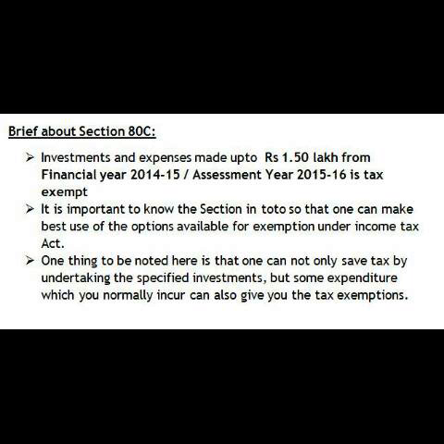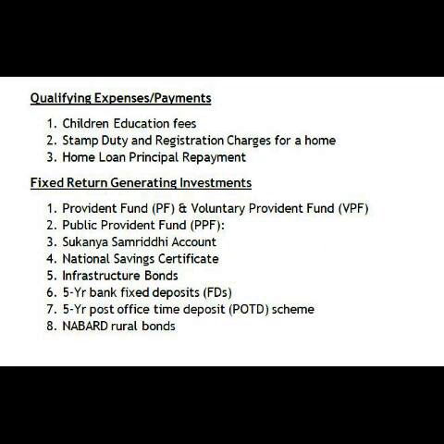The second category of section 80C investments are fixed return generating investments. Like say if you invest 1 lakh, you will be getting 8% return. These are of 8 types. One is provident fund, voluntary provident fund. In voluntary provident fund, you can make a payment to provident fund voluntarily apart from what your employer is supposed to pay. And public provident fund, Sukanya Samriddhi scheme, national savings certificate, infrastructure bonds, 5 years fixed deposits, 5 years post office time deposit scheme, NABARD rural bonds.